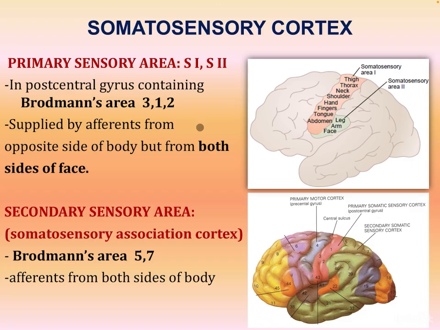Finally, these ascending pathways, dorsal column and anterolateral system, reach the primary sensory area S1 and S2, Brodmann's area 3, 1 and 2. This is supplied by afferents from opposite side of the body but from both sides of the face. Plus some fibers are also reaching the secondary sensory area, also known as somatosensory association cortex, Brodmann's area number 5 and 7. So this receives the afferent from both sides of the body.